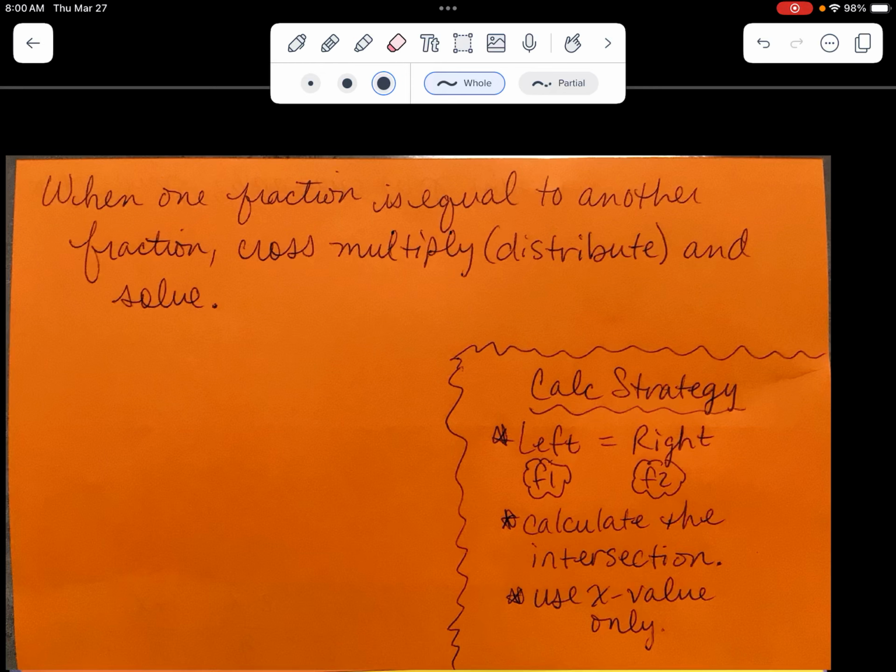In this video, I'm going to show you how to solve linear proportions. A linear proportion in these examples is when we have one fraction equal to another fraction. Of course, they're all going to be linear, no quadratics or any other types of graphs or equations. We're simply going to cross multiply or distribute, and then we're going to solve.